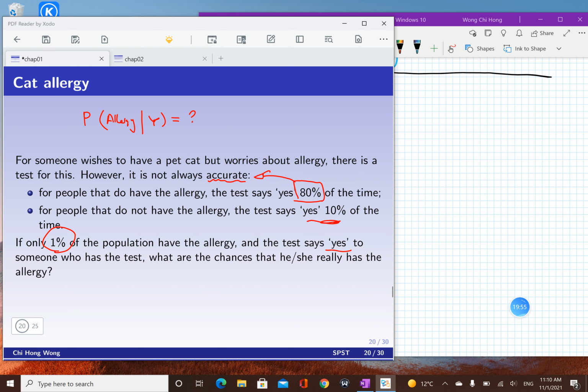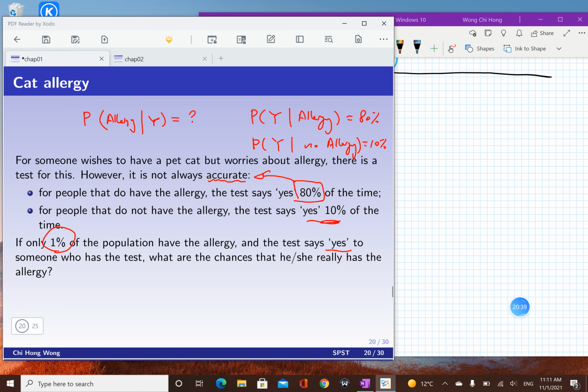Given that it says yes, given that it says positive, this is what we're looking for. But what we do know is if you have the allergy, there's only an 80% chance of giving you a positive result. On the other hand, you still get a 10% probability of getting a positive result if you don't have the allergy, what we call the false positive. That's what we have, and we're looking for this one here.